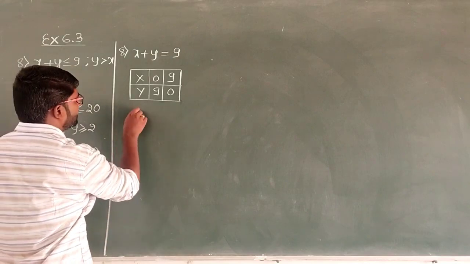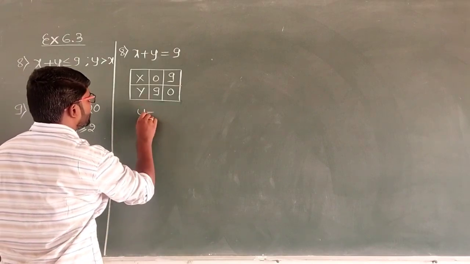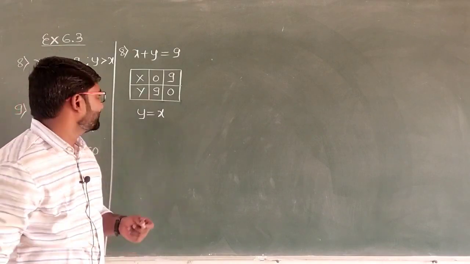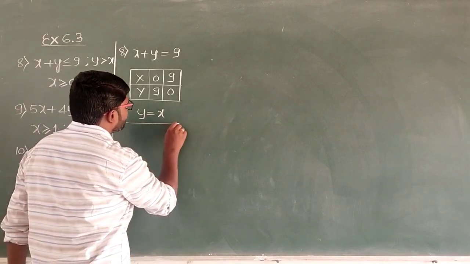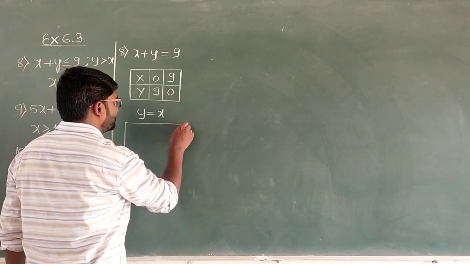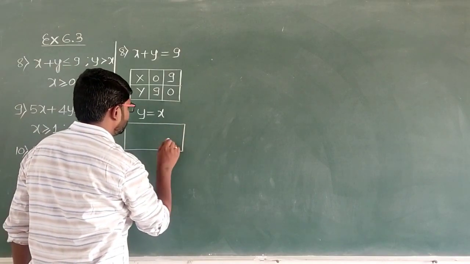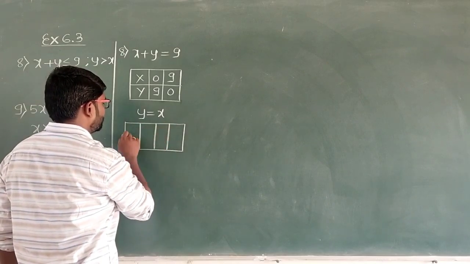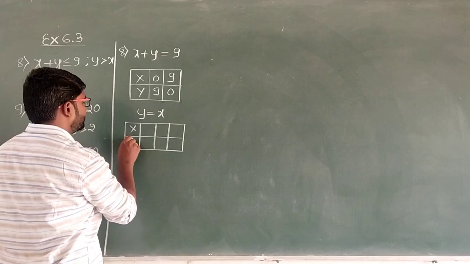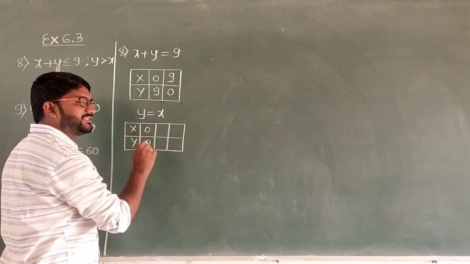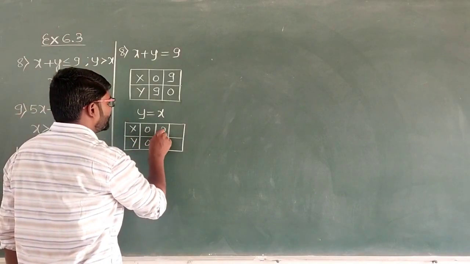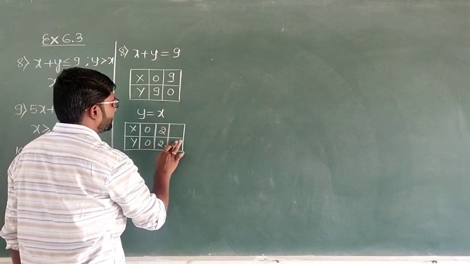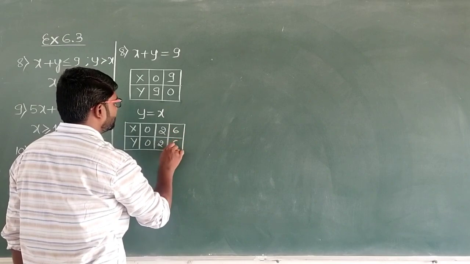Take up another inequality, that is y equals x. So I am removing the inequality sign and writing the equal sign. Now we will write the table for this. x, y. When x is 0, y will also be 0. Then when x is 2, y will also be 2. When x equals 6, y will also be 6.